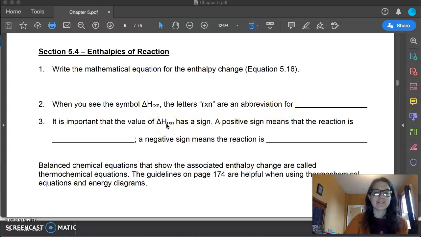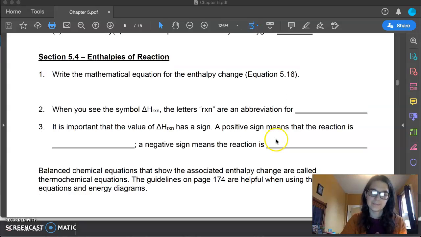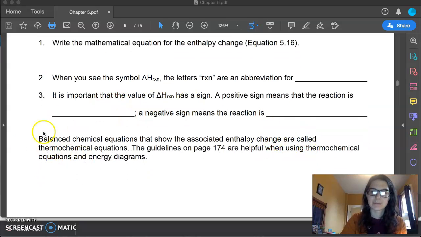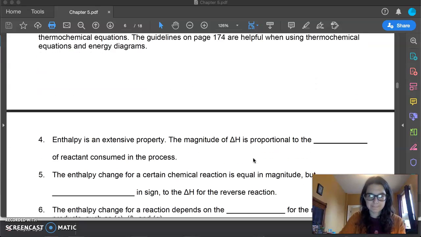It is important that the value of delta H of reaction has a sign. A positive sign means that the reaction is endothermic, and a negative sign means the reaction is exothermic. And this is just a reminder that a balanced chemical equation that shows the associated enthalpy change is called a thermochemical equation. The guidelines on page 174 are helpful when using thermochemical equations and energy diagrams.